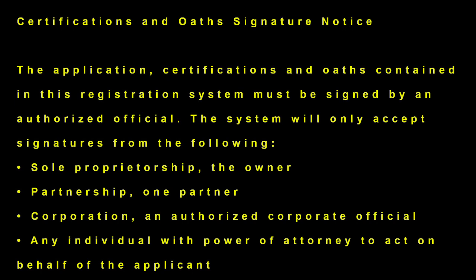So, certifications and oaths, signature notice. The applicant certifies an oath contained in this registration system must be signed by the authorized official. That could be either you or your attorney or whoever you authorize to do this. The system will only accept signatures from the following: sole proprietorship, the owner; partnership, one partner; corporation, an authorized corporate official; an individual with power of attorney to act on behalf of the applicant.